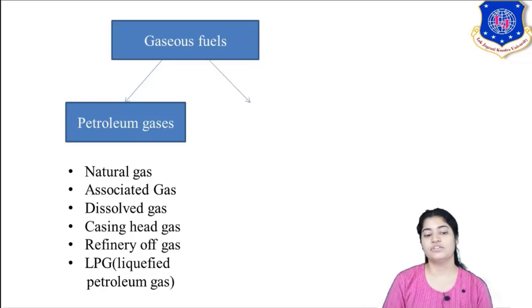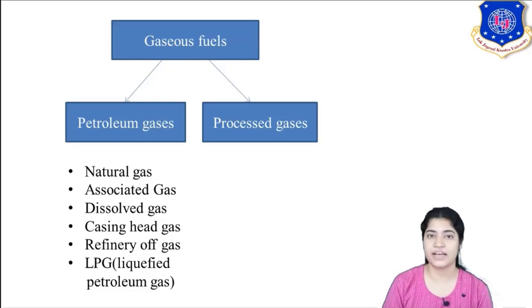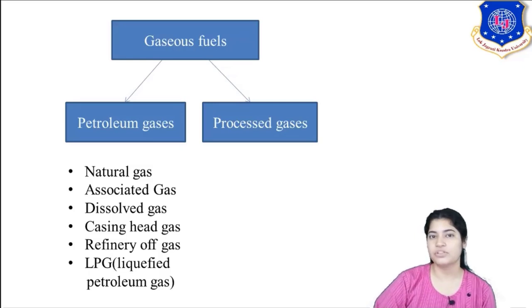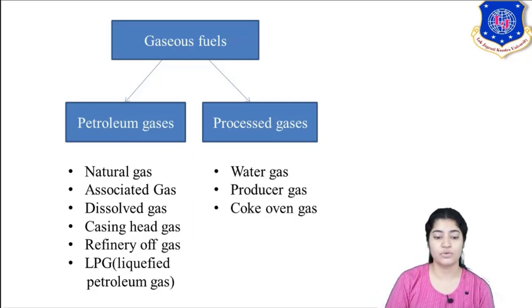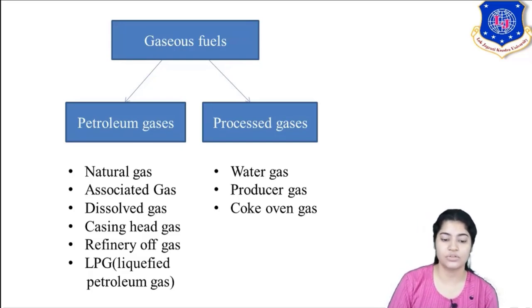Now the second category here is processed gas. From the name itself you can see, processed gas. These gases are available from the processing industries, when certain reactions are done. For example, the cracking industry. In cracking, your heavy fractions are cracked into light fractions, and with that you get certain gases also. So those gases are categorized as processed gas. What are those gases? Water gas, producer gas, coke oven gas.